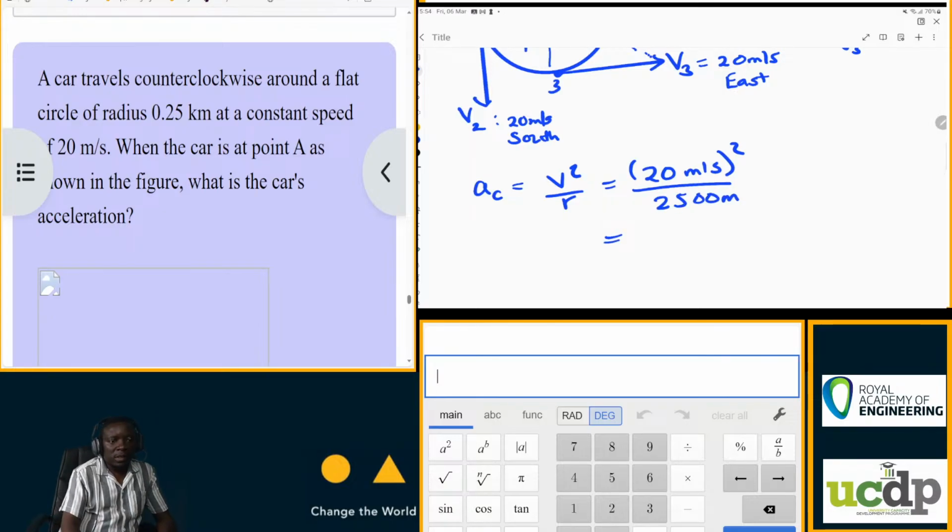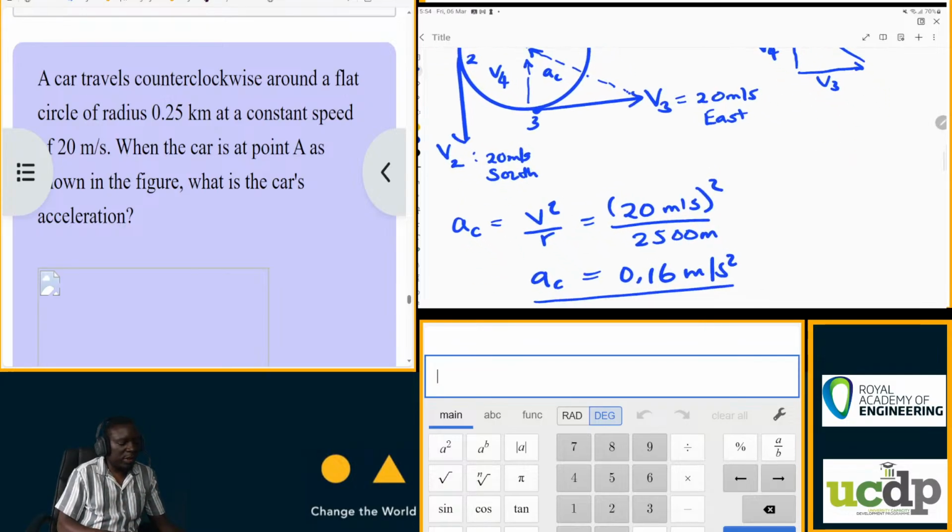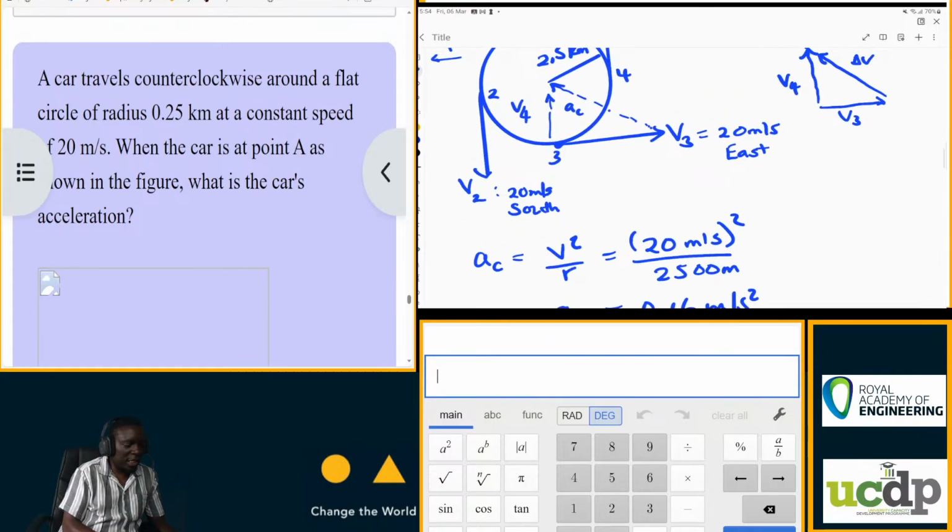So what does that give us? What would that give us? 400 over 2,500. 0.16. So I'm getting 0.16 meters per second squared as the centripetal acceleration. So always, at any point, whether we are at point 1, point 2, point 3, or point 4, the acceleration is 0.16 meters per second squared in magnitude, but the direction changes. The direction of the acceleration changes.